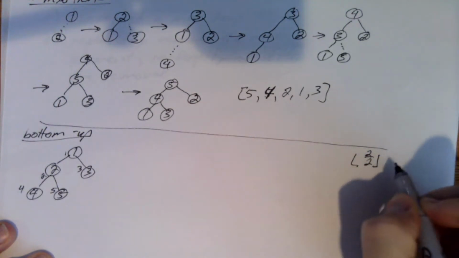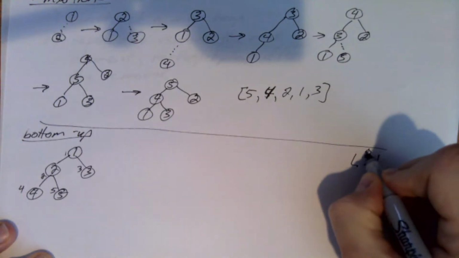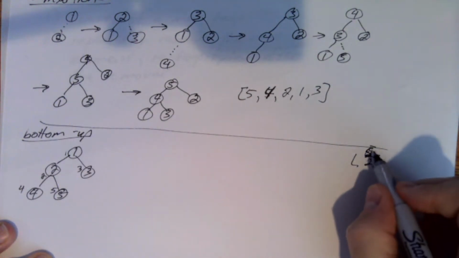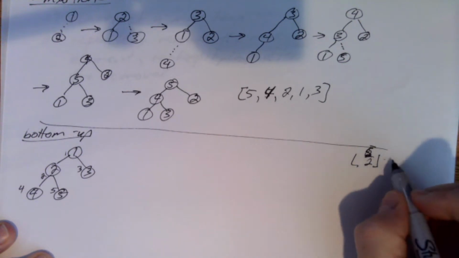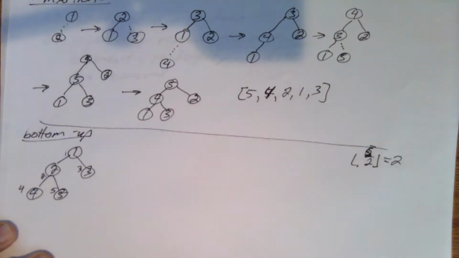We have 5 nodes. We take 5 divided by 2, take the floor of that. 5 divided by 2 would be 2.5. The floor of that is 2. That would be the starting point. And then after that, we would use node 1 and so forth.